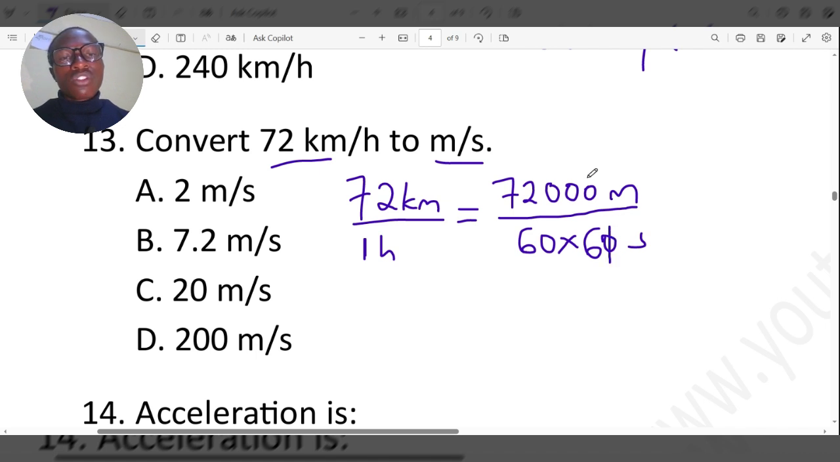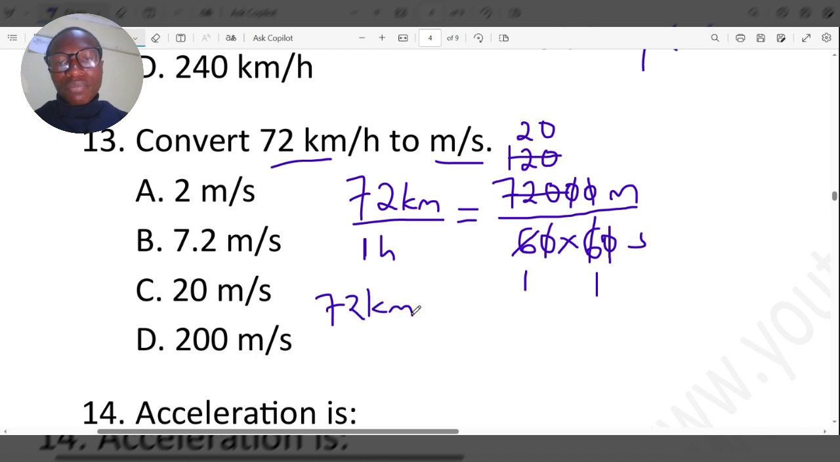We can cancel 0 by 0. You can also cancel this 0 by 0. You can also say by 6, 1 by 6, 120, and then by 6, 1 by 6, 12 divided by 6 is 2, so 20. And therefore, 72 kilometers per hour is the same as 20 meters per second.